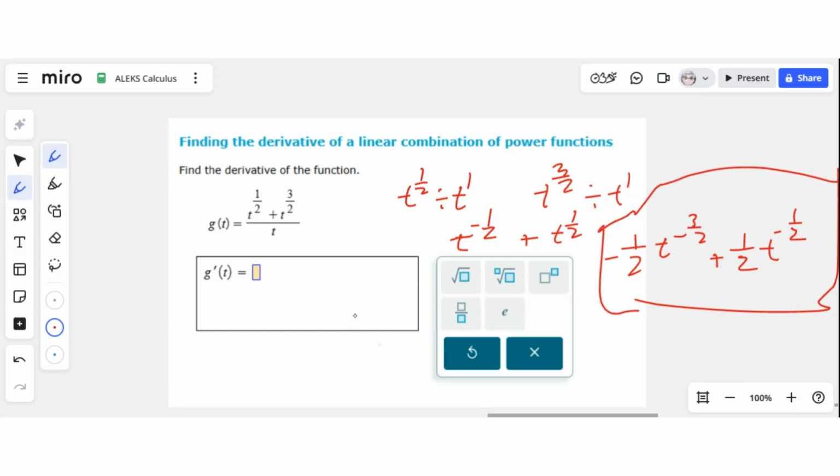That's totally fine. If you wanted to put this back into radical form, you could do that too. This would be -1 over 2 times t squared, cube root of t squared. This would be 1 over 2 times the square root of t. But either way would work. So that's a little bit of work with finding some more derivatives using the power rule when we have more than one term.